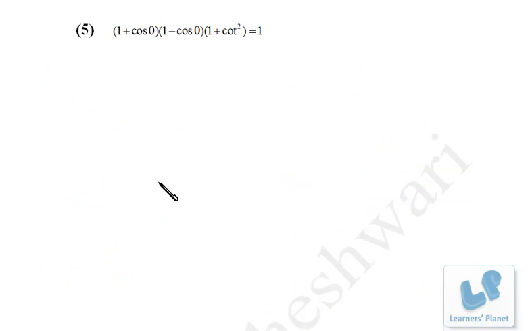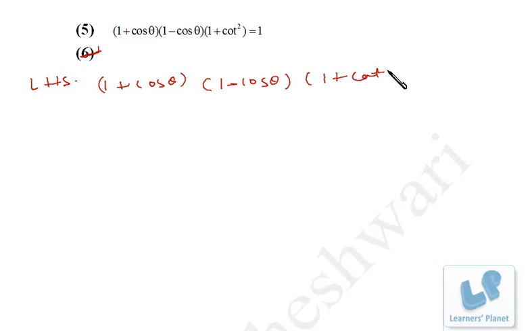Now friends, we have this question. Further, we take the left hand side. We have to prove this to be 1, right? So this is a plus b and this is a minus b. So a plus b into a minus b is a square minus b square, right? So 1 minus cos square theta, right?